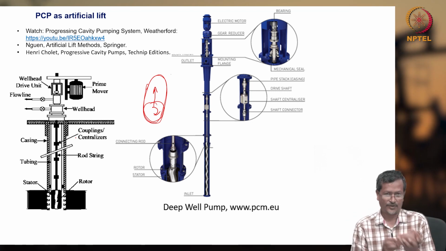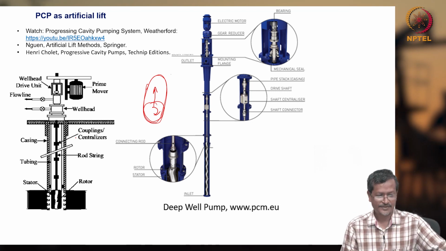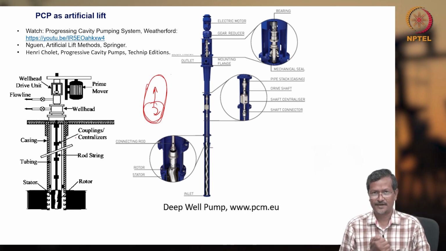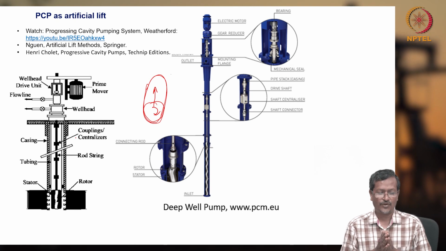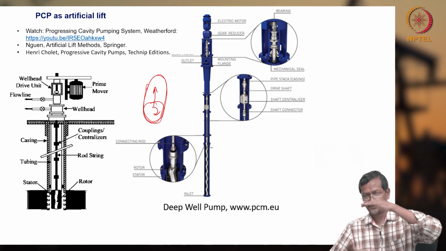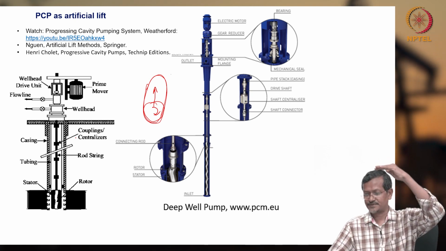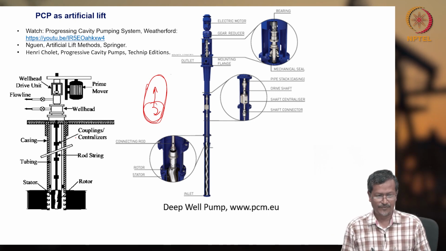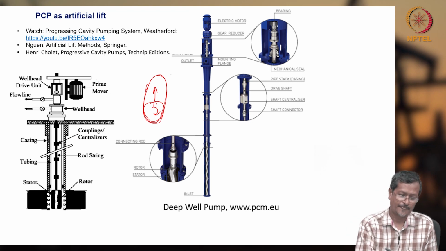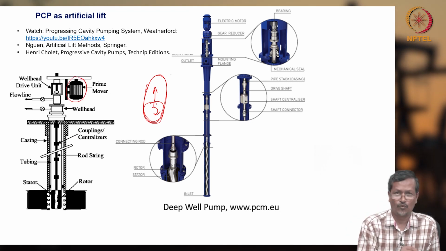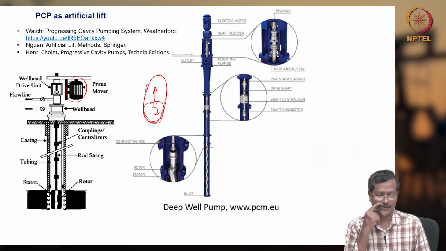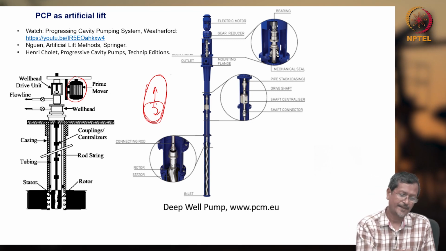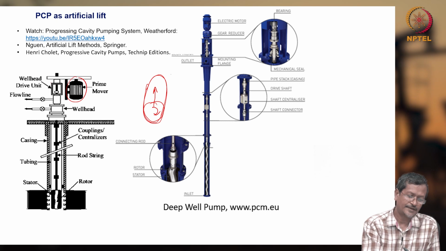Okay. So, I will show it again. Let us see this one first. Whenever you are thinking about PCP as an artificial lift, you will have one downhole or subsurface unit, and one upper or surface unit. In the surface unit, you have one prime mover. This is the prime mover, or motor normally, or it can have some other type of drive system also. Normally, it will have one electric motor. So, one will be the wellhead drive unit.